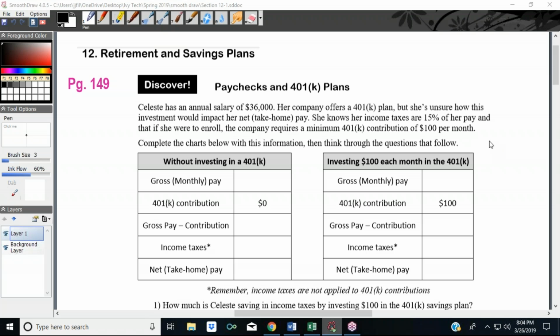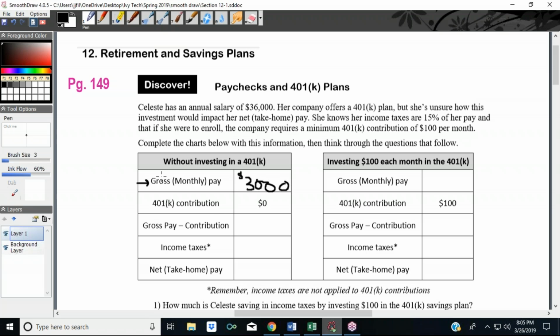So we're going to look at Celeste here, and she has an income of $36,000. So we want to know what her monthly pay is. So let's do that first. If her annual income is $36,000, how much does she make each month? All right, good, $3,000. And how did you figure that out? Yeah, just take the yearly pay divided by 12. So $3,000 is how much she makes per month.